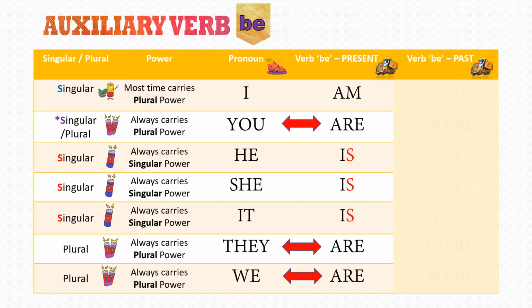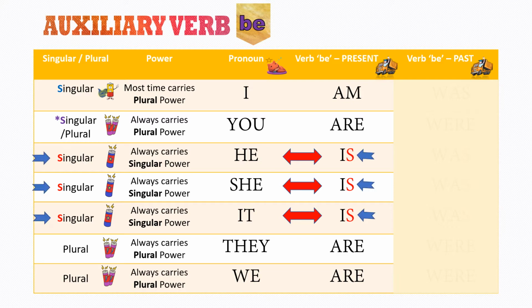But remember, the pronoun you can replace a singular or plural noun, and it always carries plural power. We use the verb is for he, she, it because they are singular pronouns and always carry singular power. Do you notice a pattern where the letter S in the be verb is in red, which is the same as the letter S in the singular? This means the red S is for singular.